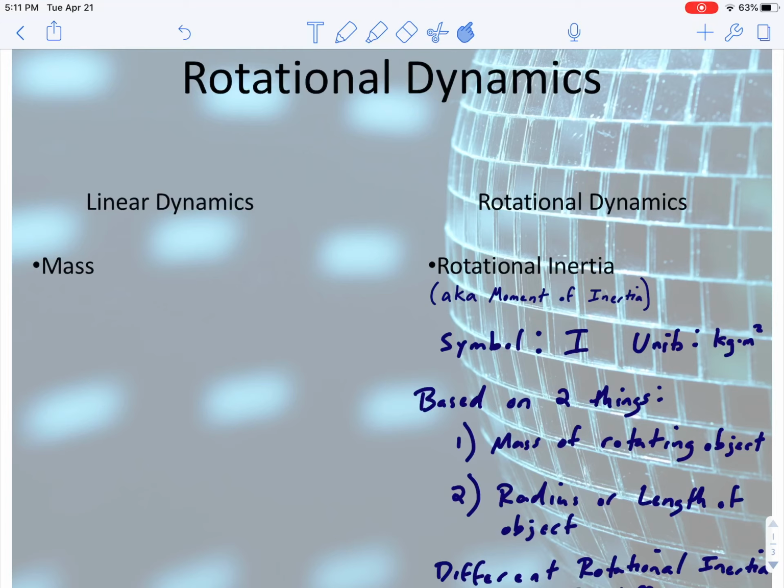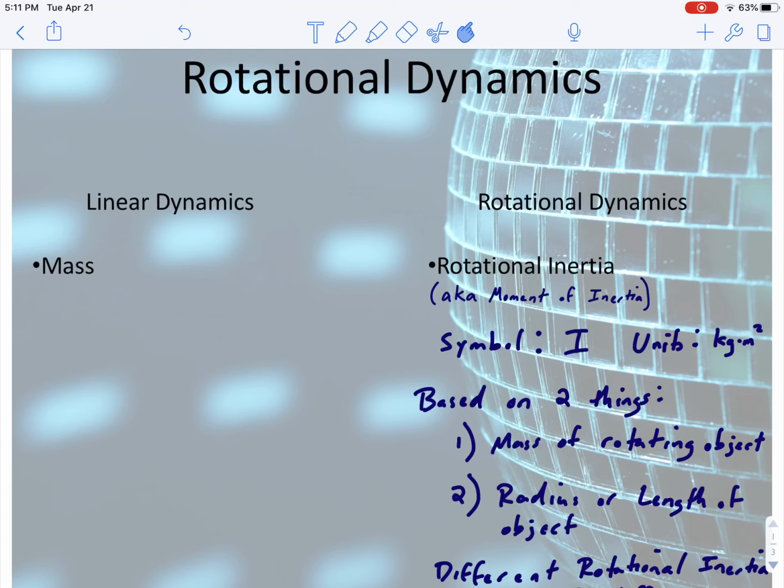When we look at rotation, however, as was mentioned in the previous video, you not only look at the mass of the object, you also have to consider where that mass is located. And combining those two things together gives us a concept called rotational inertia. As a side note here, this is also sometimes called the moment of inertia.